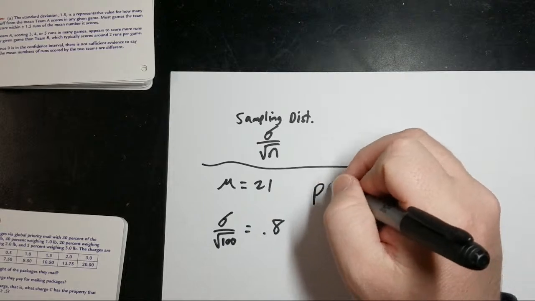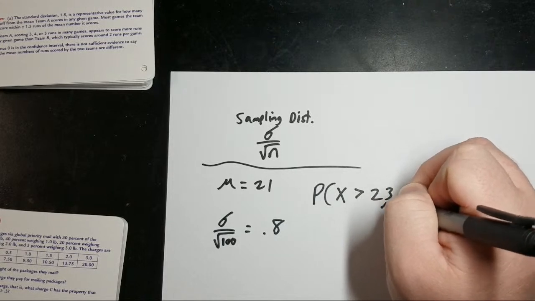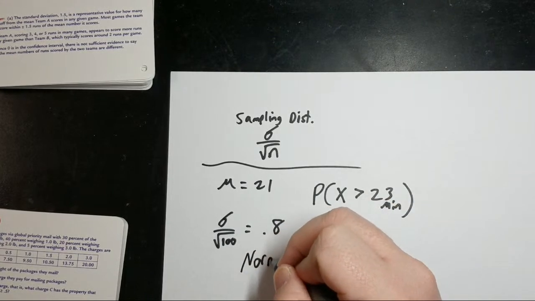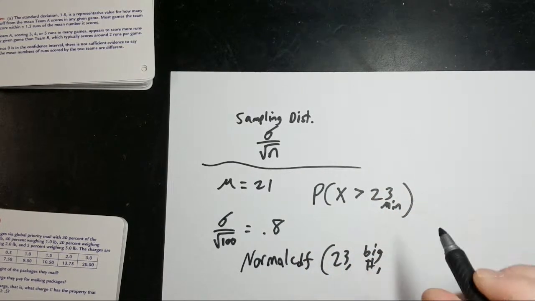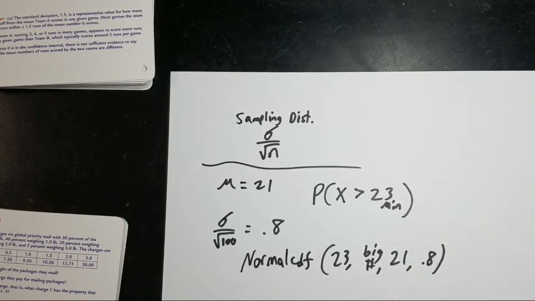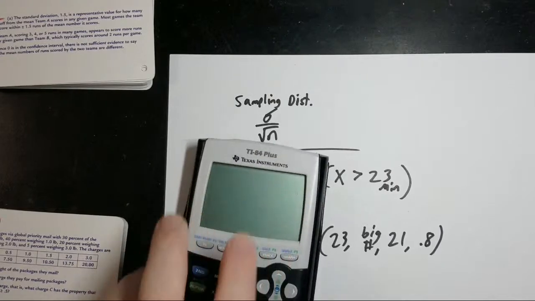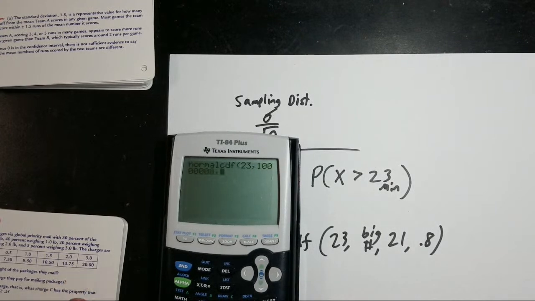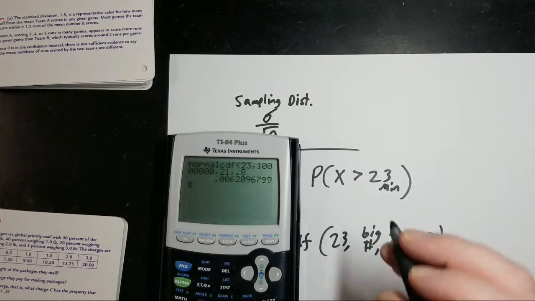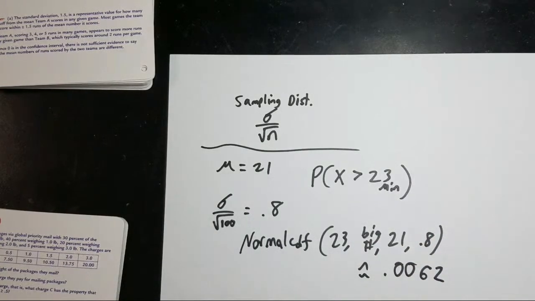And they want to know the probability of getting more than 23 minutes. Normal CDF, 23, comma, big number, comma, 21, comma, 0.8. That calculation should knock that thing out. Let's see what we get. Normal CDF, 23, comma, big number, comma, 21, comma, 0.8. Nice. Approximately 0.0062, which is what the back of the card actually says.